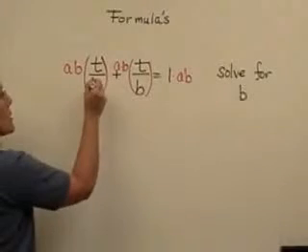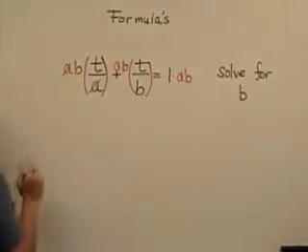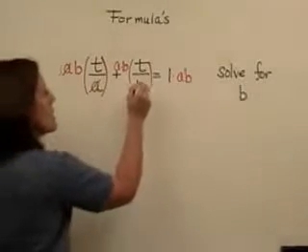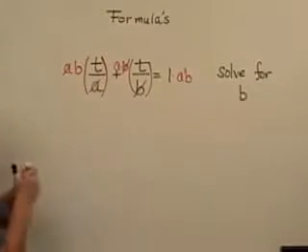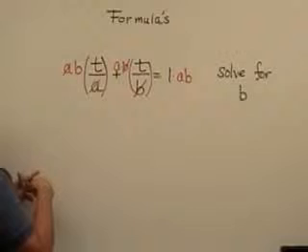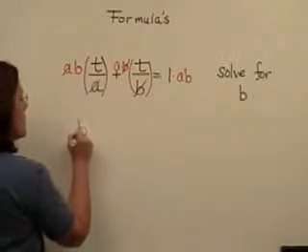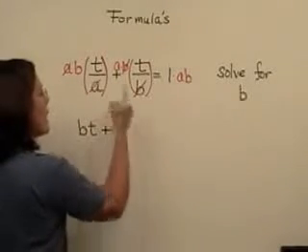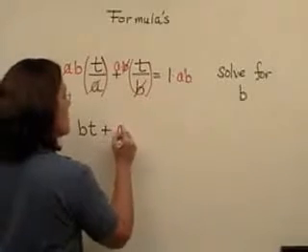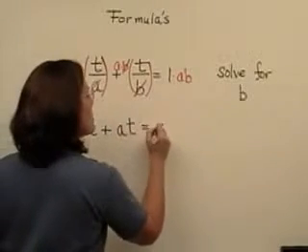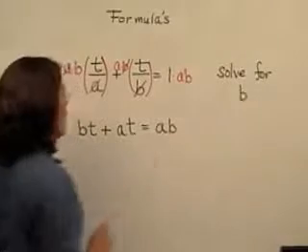And now I'm going to remove the denominators. Again, this is a wonderful strategy because I don't like working with fractions. And so I'm going to remove those denominators, and what I'll be left with in the first term is b times t, and then a times t equals a times b. Again, I want to solve for b.